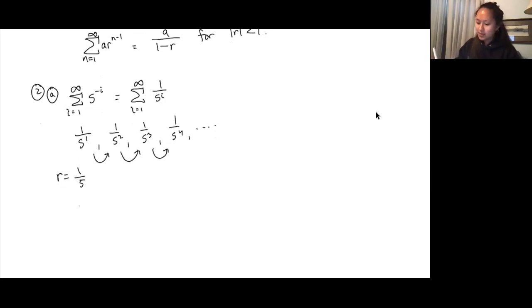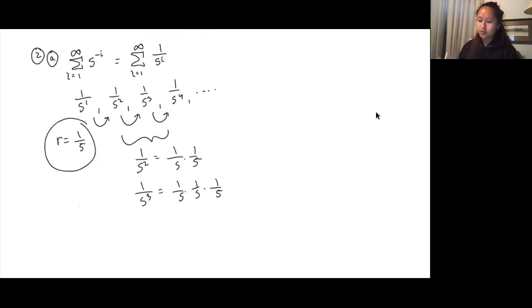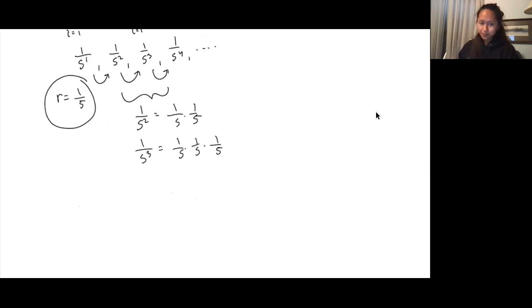And we can see this because 1 over 5 squared is the same as 1 over 5 times 1 over 5. And also 1 over 5 cubed is 1 over 5 times 1 over 5 times 1 over 5. So you can see that r will be 1/5. And so then we can use our formula.